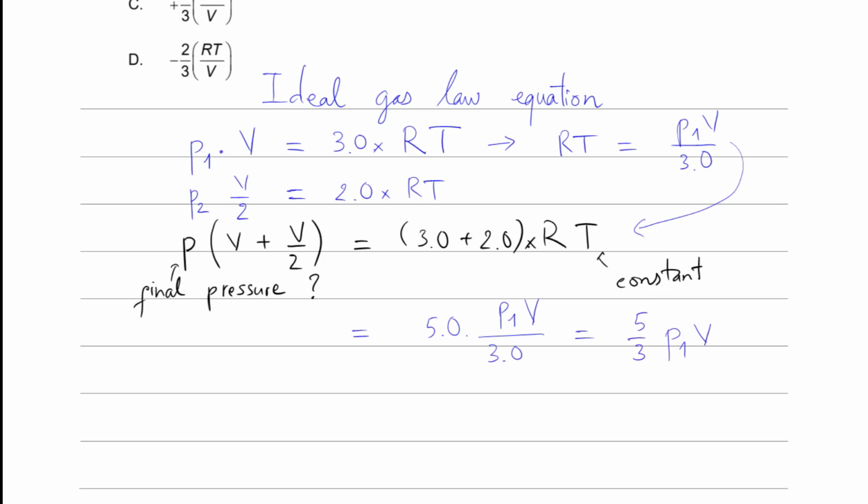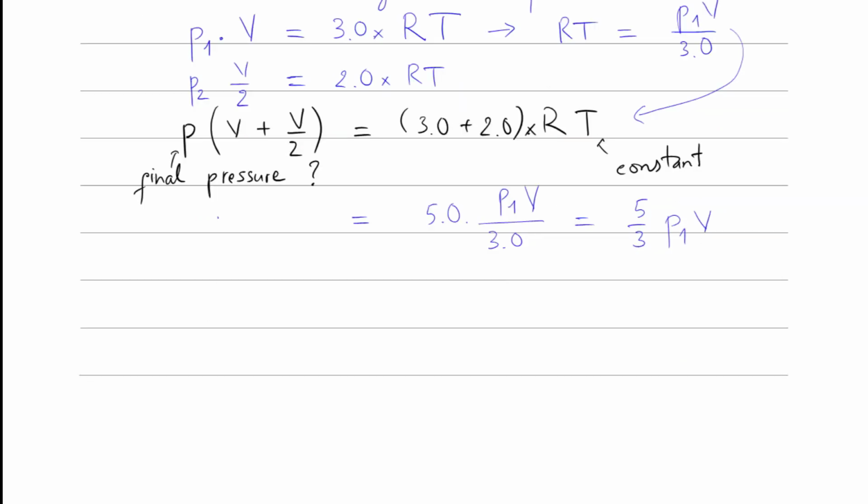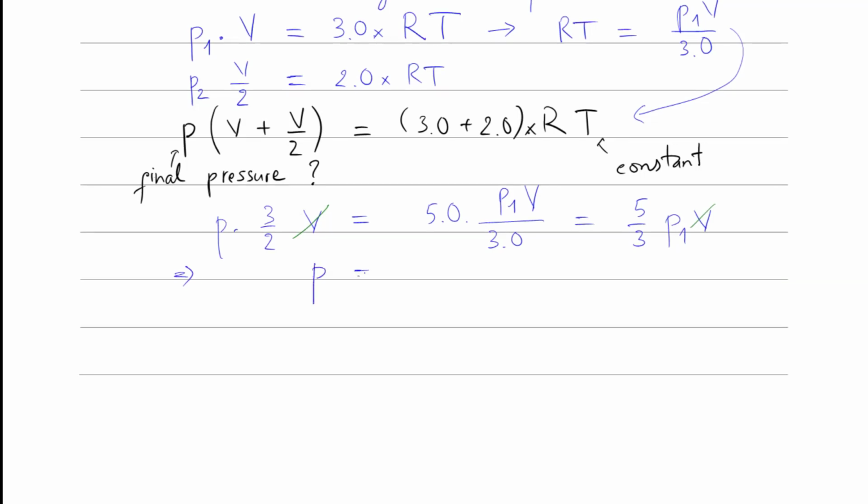Now, on the left side of the equation, we have P times 1 plus 1 half, which is 3 half V. And we can cancel out the V on the two sides of the equation. Then we rearrange the equation a little bit to get P, okay? Because the question asks for P. So we get P equals 5 over 3 divided by 3 over 2, which means multiplying by 2 over 3. P1, which is 10 over 9 P1.